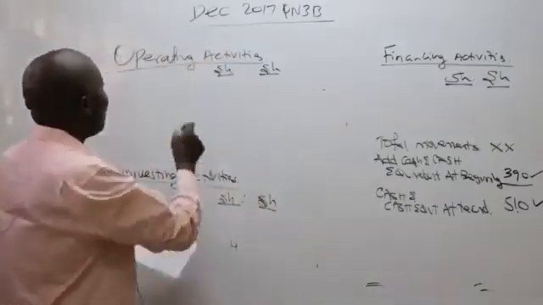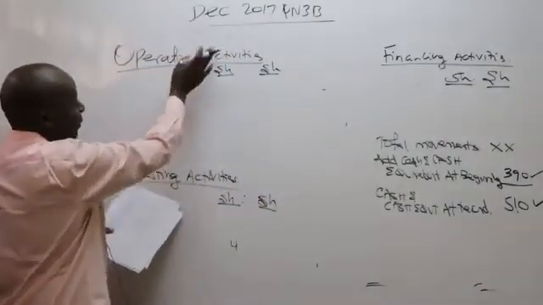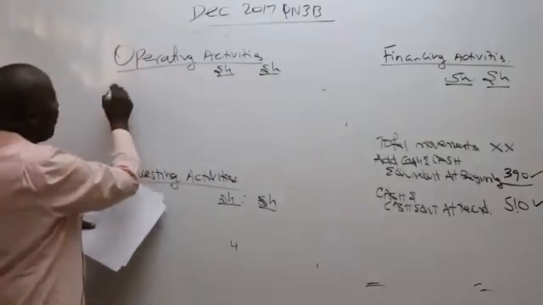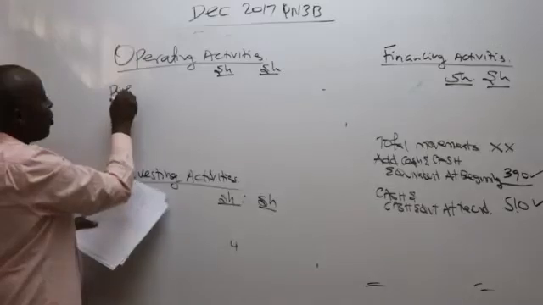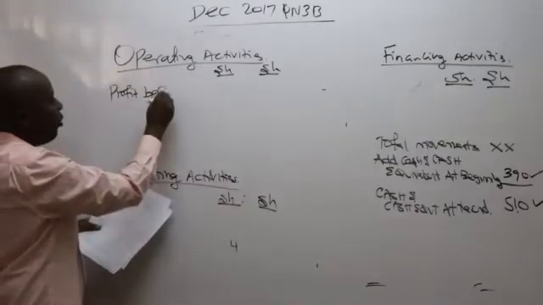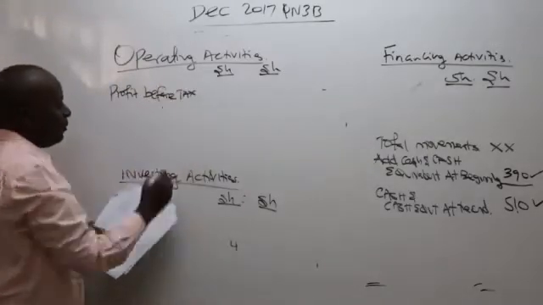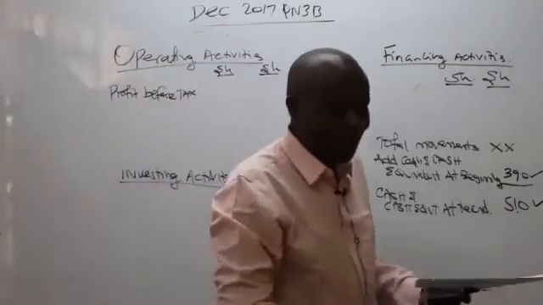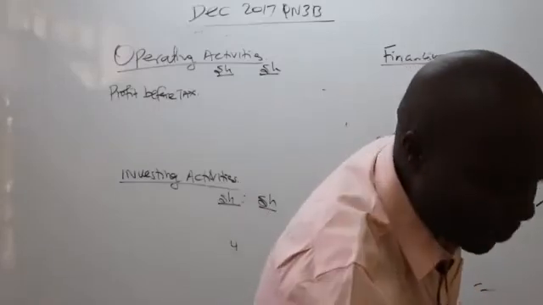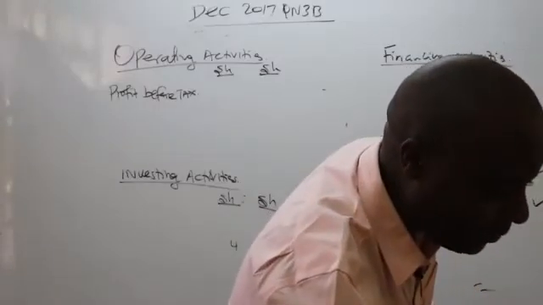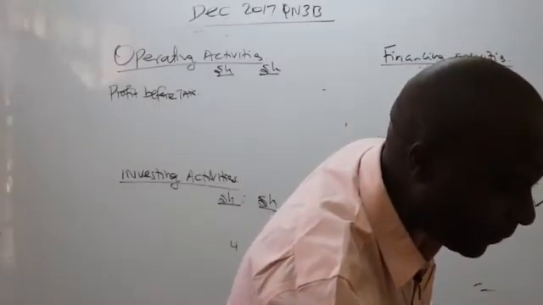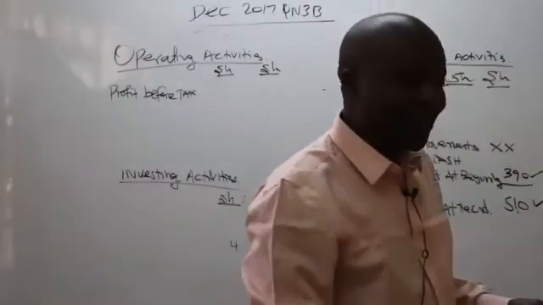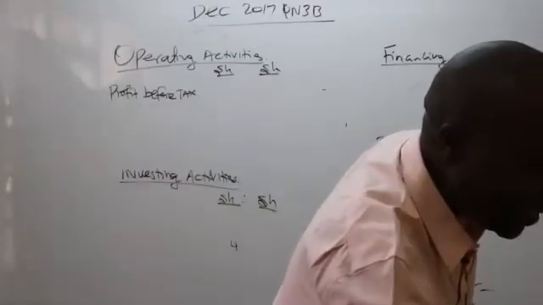So let us come here to operating activities. Remember you're using the indirect method. So in operating activities, we start with profit before tax. Are you able to see the profit before tax?